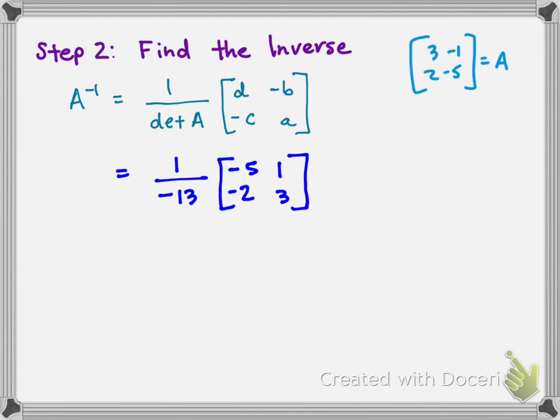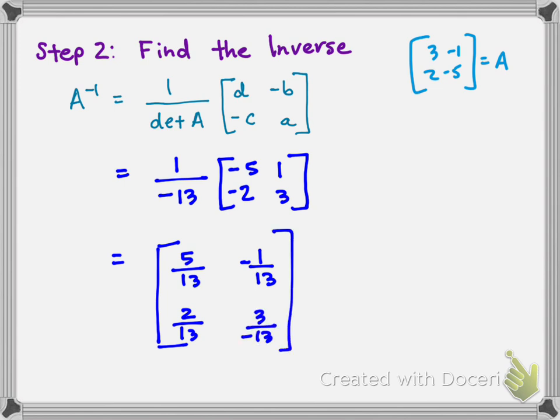Now you have to scalar multiply. Yes, you're going to get fractions, so write a big matrix underneath this. A negative times a negative makes a positive, so the first one you're going to get is 5/13. The next one you're going to get is negative 1/13. The second row first entry is positive 2/13. And the fourth term is 3 over negative 13. And this is A inverse.